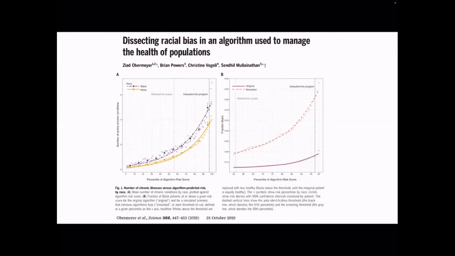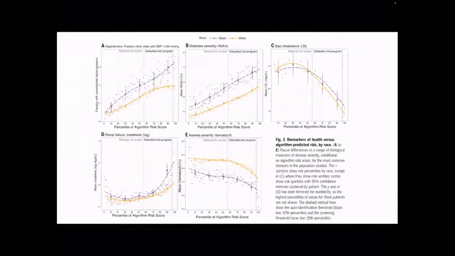So in other words, for a score that should, in theory, have classified patients who are at the exact same risk, you have patients who are white who have a lower level of chronic conditions, and Black patients or African-American patients who have a higher rate of chronic conditions. The plot on the left is just an algorithm that they created trying to minimize this, but I want to call your attention to several other conditions where the exact same thing starts happening.